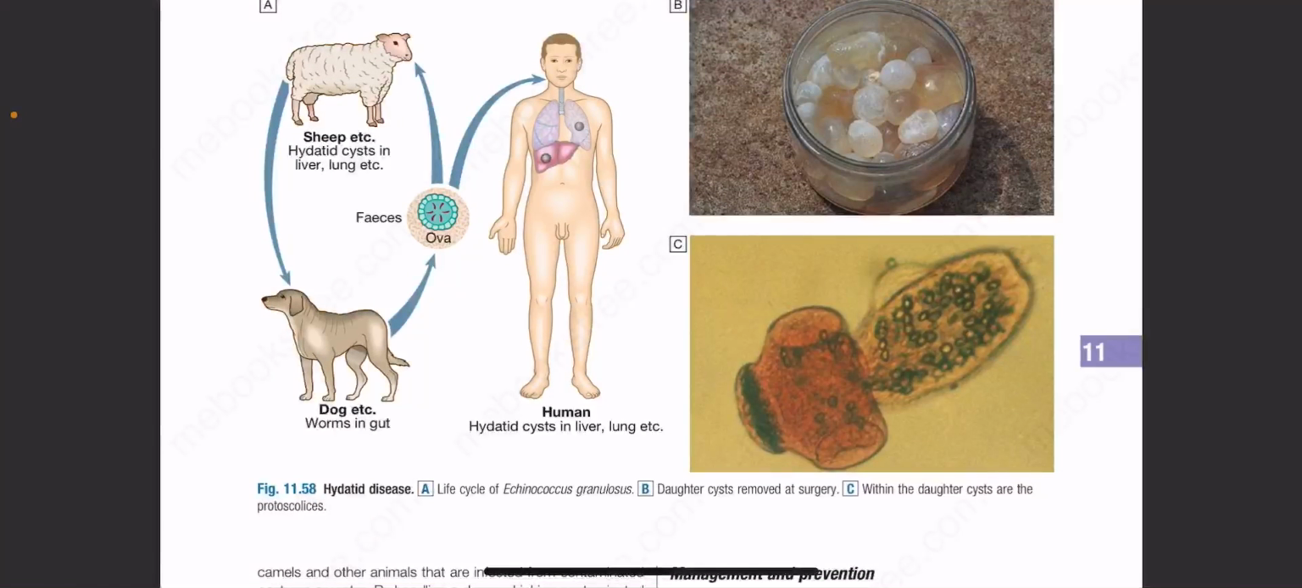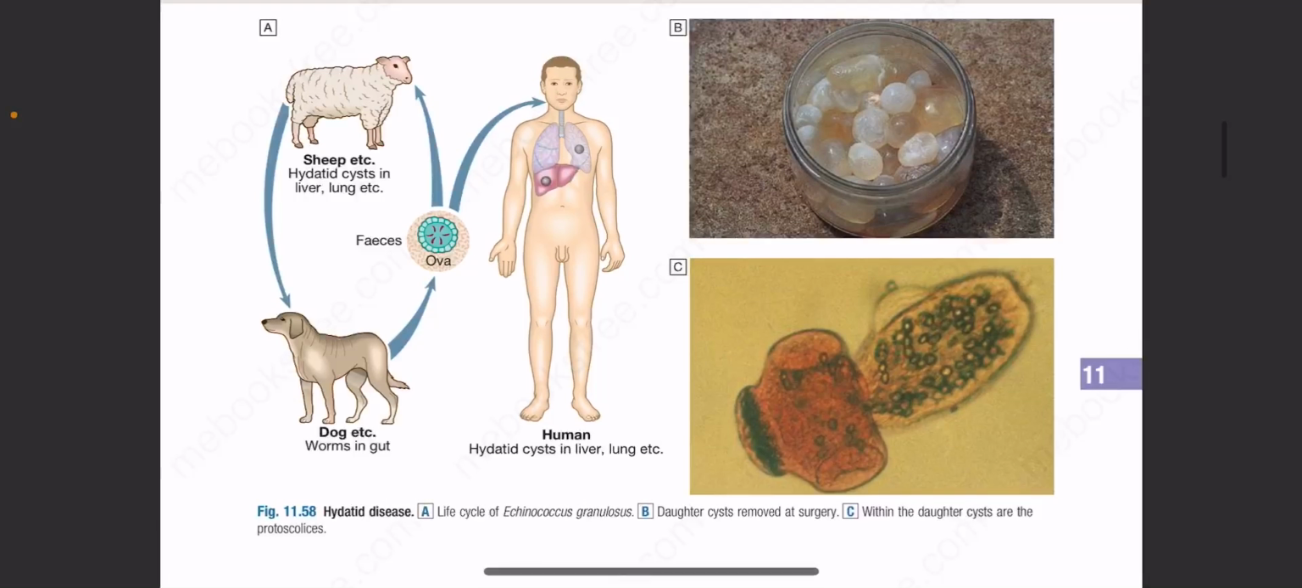This figure shows hydatid disease. Figure A shows the life cycle of Echinococcus granulosus. B shows a daughter cyst removed at surgery, and C, within the daughter cyst are the protoscolices.